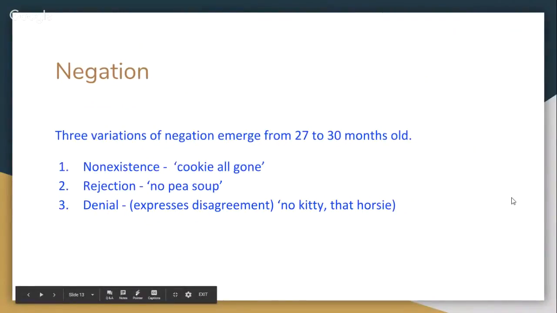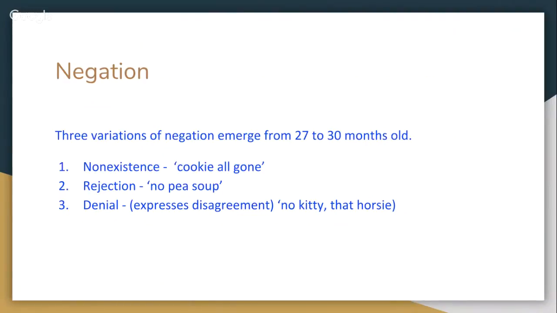One of the other grammar changes in a young preschooler is the emergence of negation. And between 27 to 30 months old, we start to see very specific uses of negation. First, for non existence, when something is all gone, cookie all gone, rejection, no peas, and they turn their head away from the spoon that's coming up to their mouth. Denial, which expresses a disagreement. So if mommy says that's a kitty, baby says, no kitty, that horsey. So denial is a different type of negation.